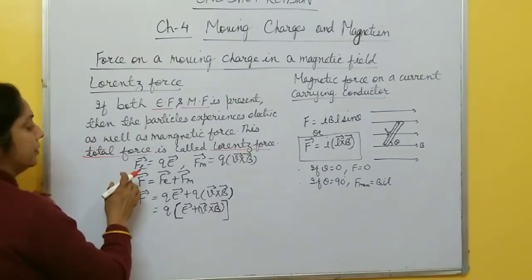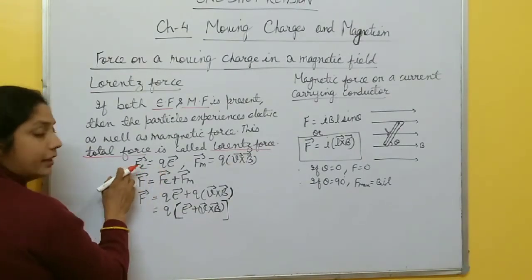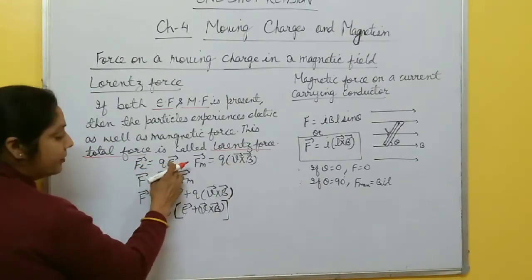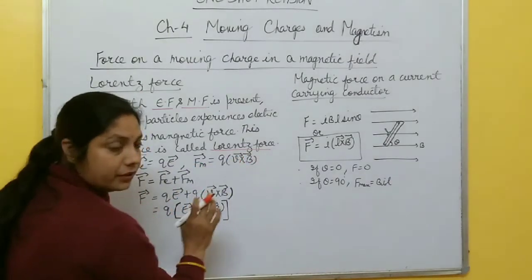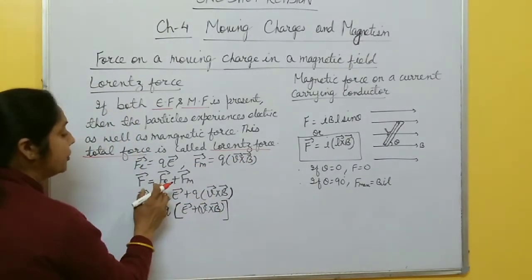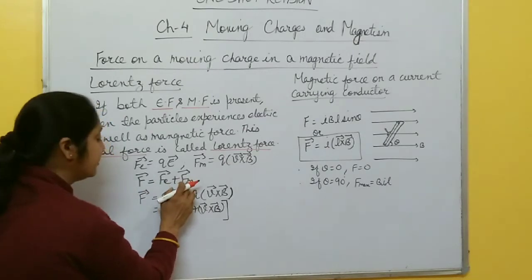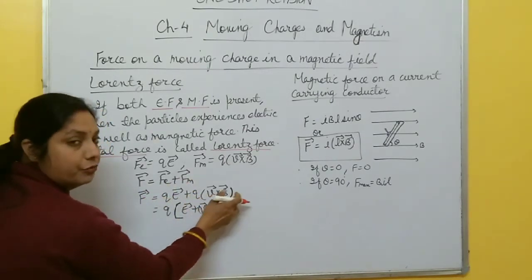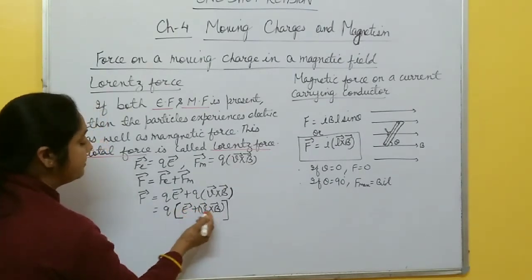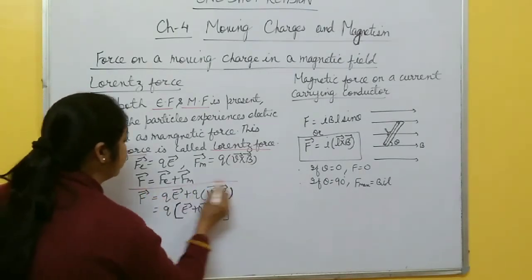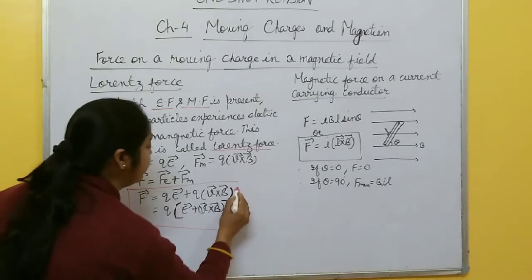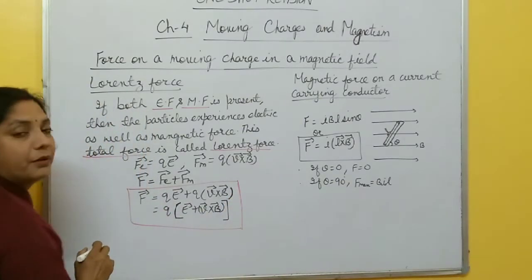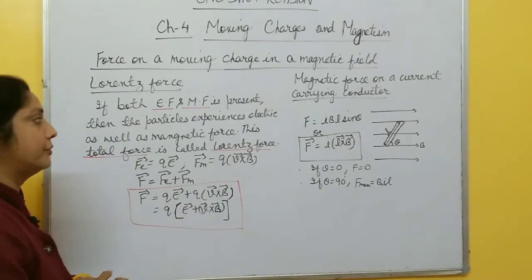So for the Lorentz force, the electric force is QE and the magnetic force is QV cross B. So the total force is the sum of the electric and magnetic force. It means F equal to QE plus QV cross B, which is Q times E plus V cross B. This is the expression for Lorentz force, right? The sum of the total electric and magnetic force.